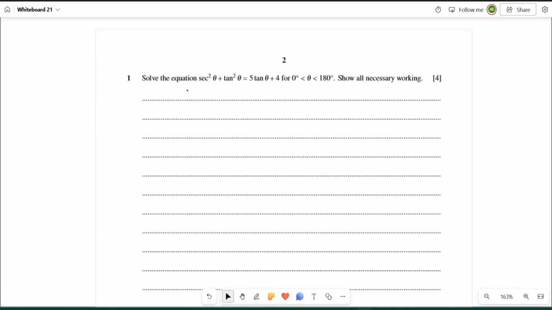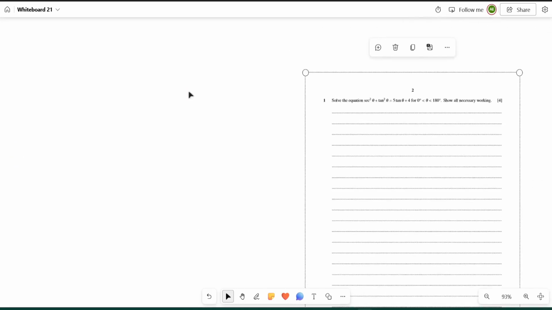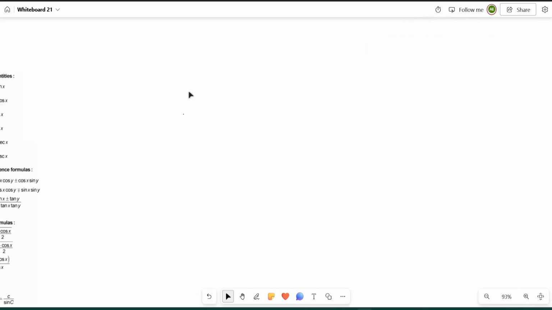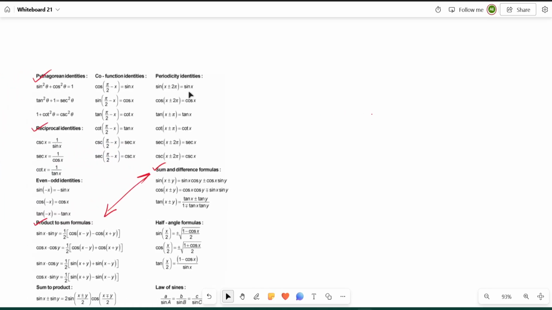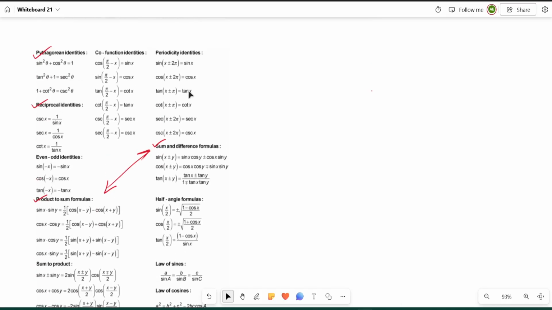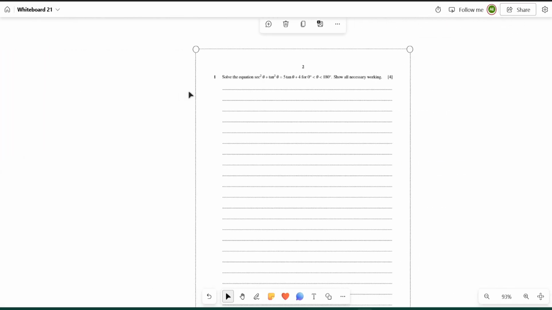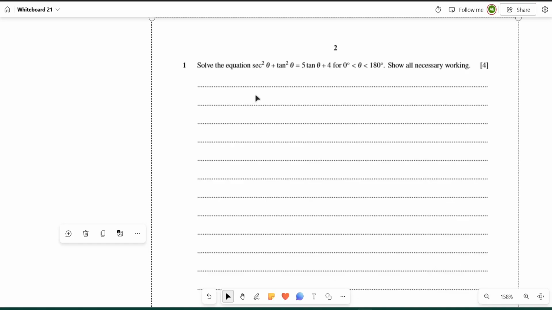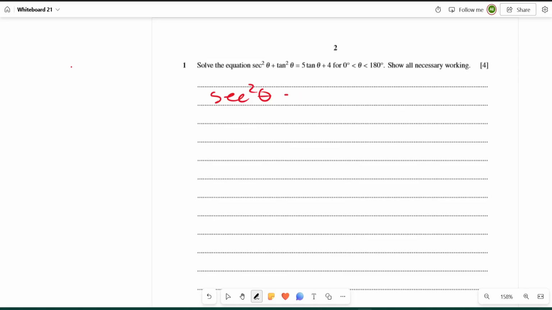I know that secant squared theta, I think it's written in the identities over here. Let's go check them out. So secant squared theta, no, it's not written here. Basically, secant squared theta is equal to 1 plus tan squared theta. So that's going to help me to have everything in terms of tan, and then I can solve.